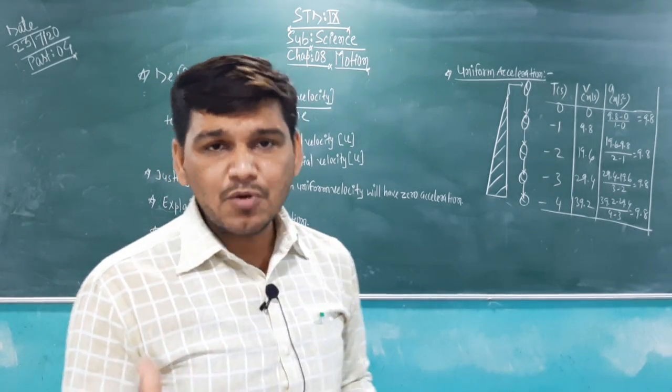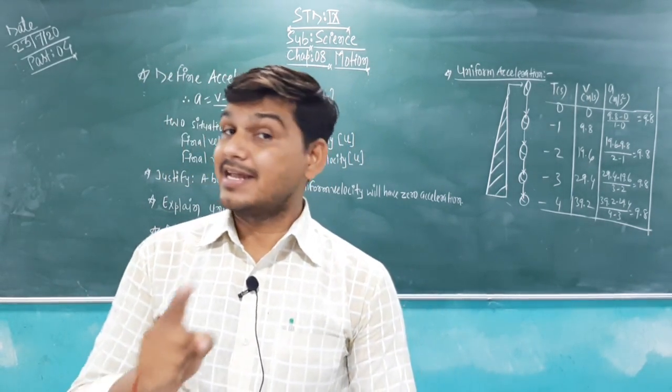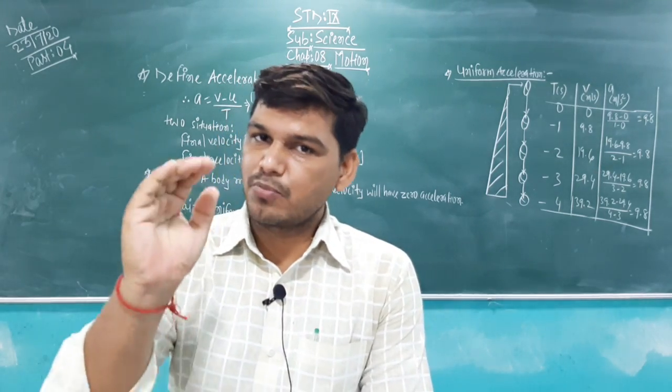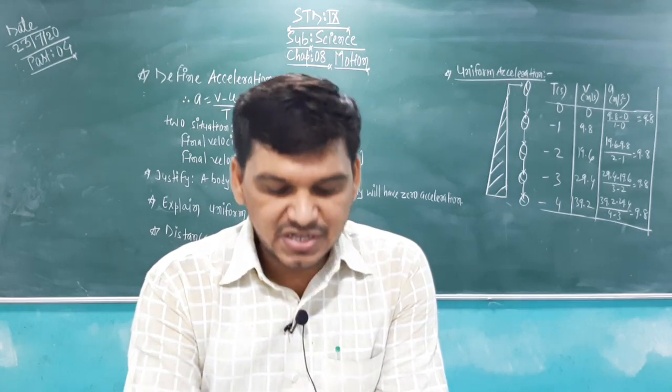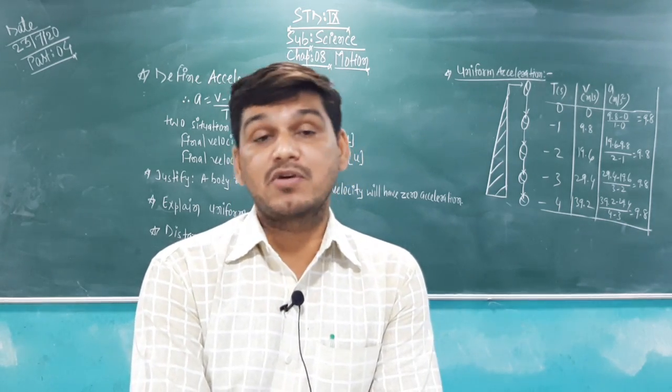So in each and every second you see that there is no change in the acceleration, that is 9.8 meter per second square, 9.8 meter per second square. So this type of acceleration is called a uniform acceleration.